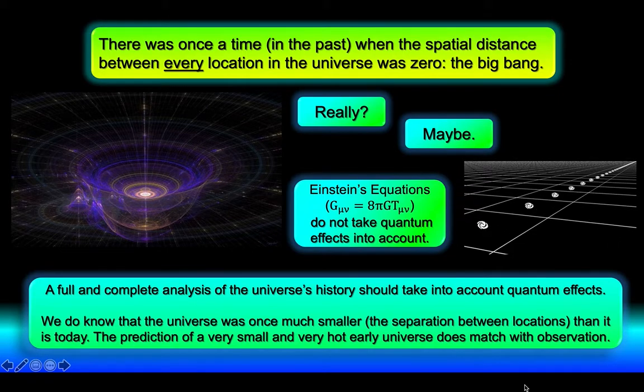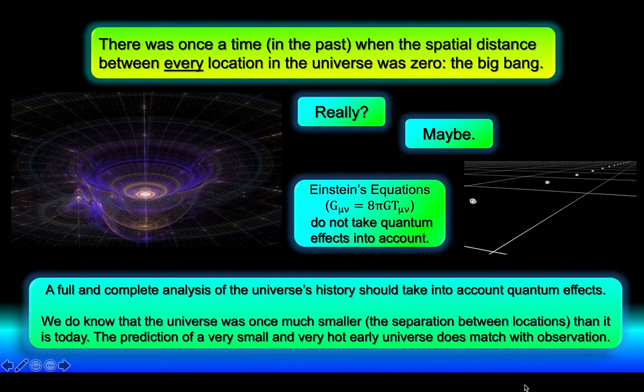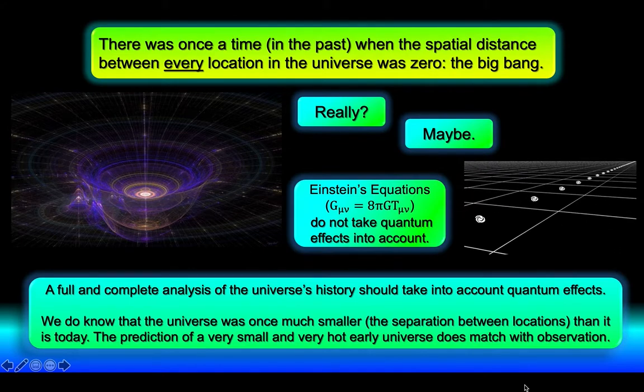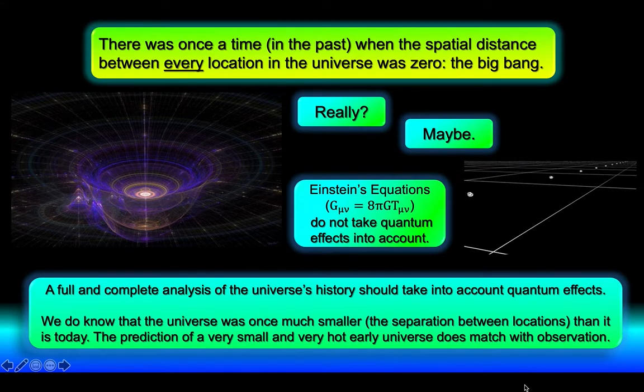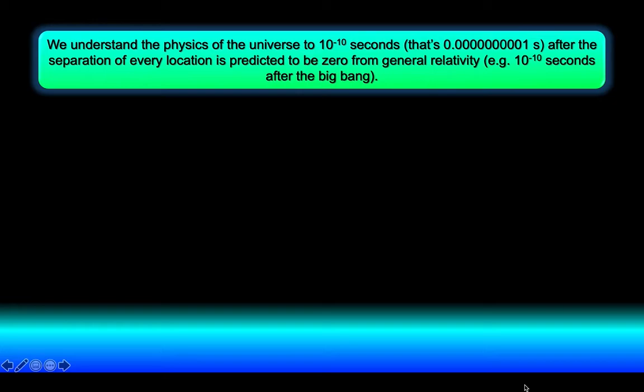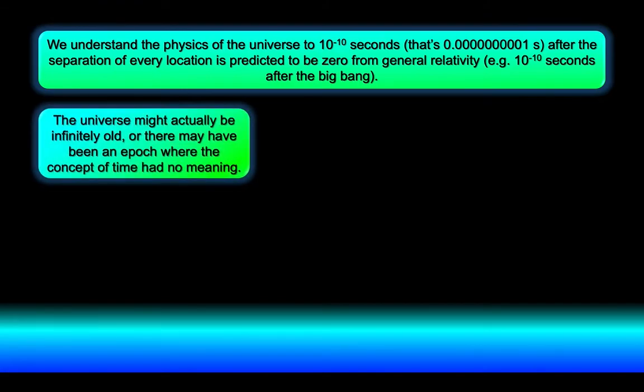The prediction of an early hot universe that's really dense, really energetic, does match very well with what we observe, and we could see effects of that when we look out into space. So we think we have a very good understanding of what the universe was like about 10 to the negative 10 seconds after the separation of every location in the universe would have been 0. But was the separation between every location in the universe actually 0 exactly?